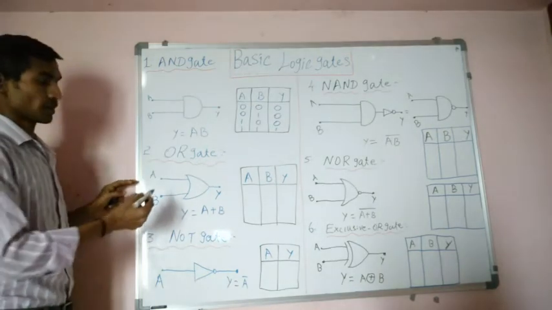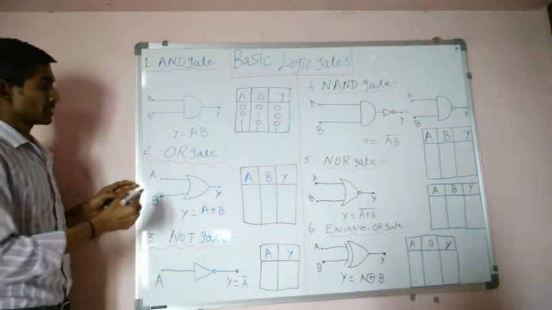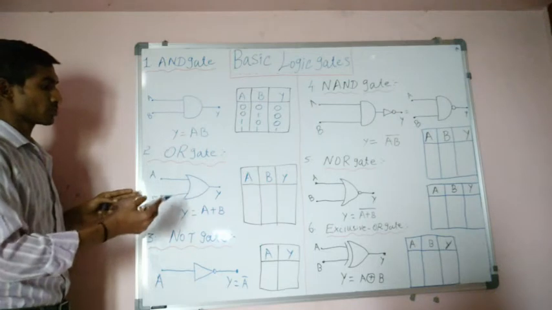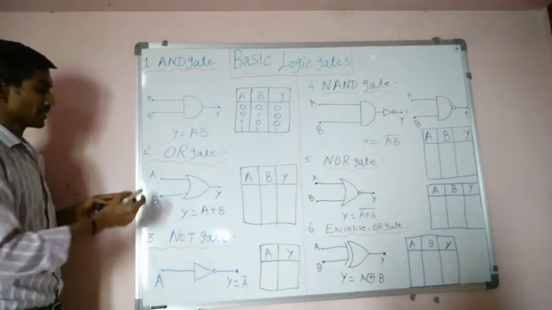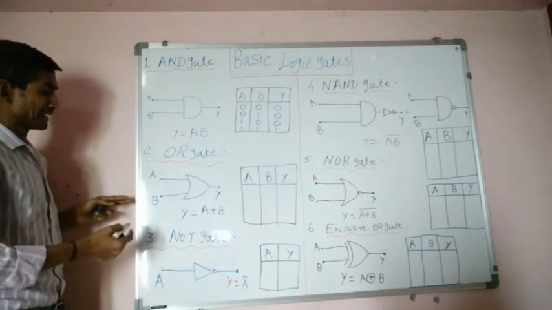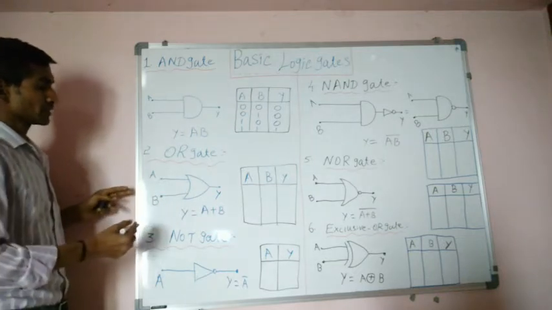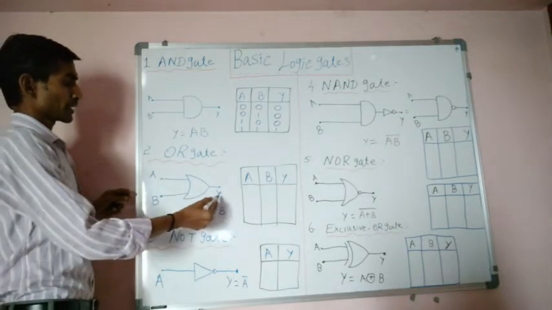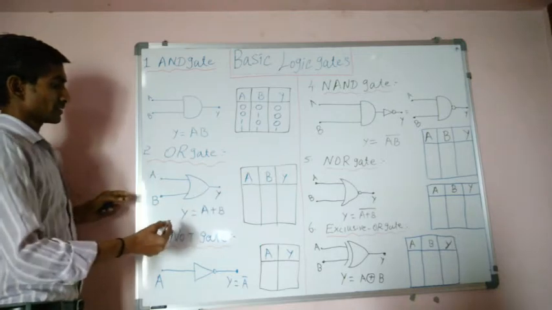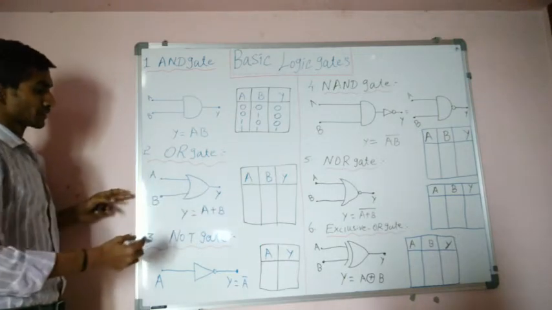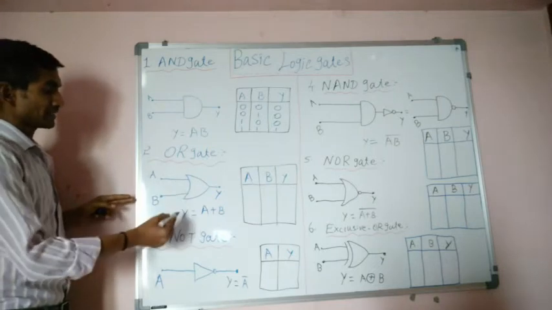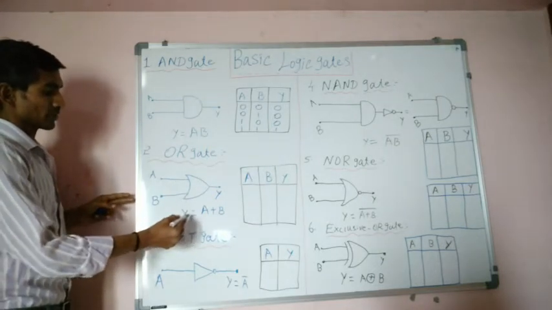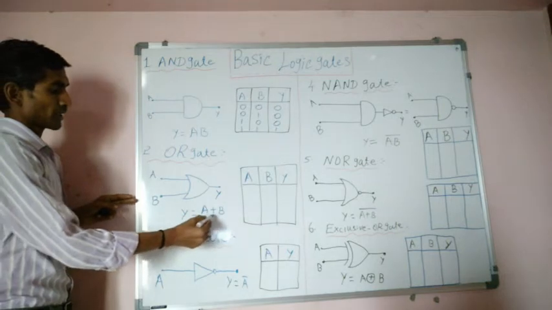Next gate, OR gate. So the OR gate is used to find the binary addition. So there are two inputs here, A and B. We will get the output here, Y. This is for the OR gate. So the Boolean expression for the OR gate is Y is equal to A plus B.